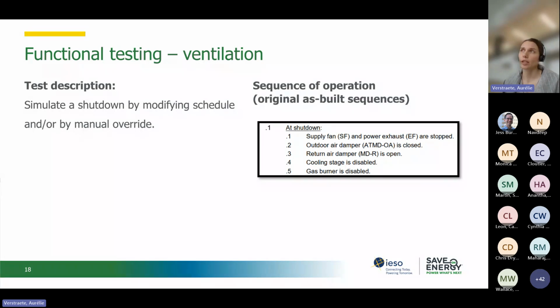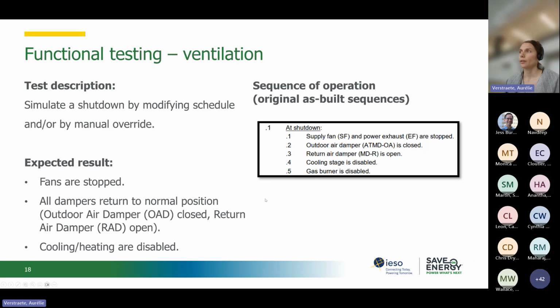And you will modify the schedule or do a manual override to do that test. The sequence of operation is reviewed here at the right, and then a commissioning provider will document what the results expected are. In that case, fans will be stopped when there is a shutdown. All dampers return to normal position. So, for example, the outdoor air damper will be closed, the return air damper will be open, and cooling and heating are disabled.